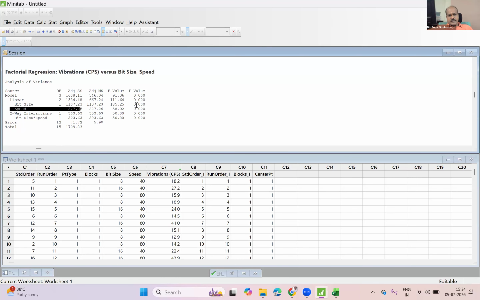Now let us think about the speed. Now tell me, the speed is significant or insignificant? If you think it is significant, type yes. If you think it is insignificant, type I. Let's see whether you are able to understand the significance correctly.